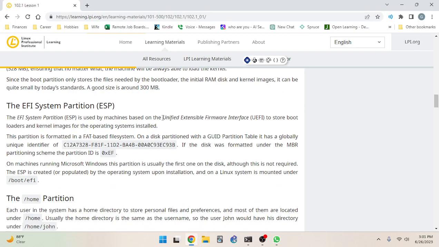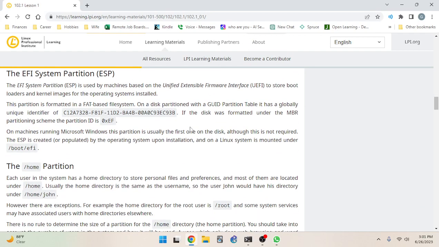Alright, so the next part is the EFI system partition, also known as the ESP, which we know all about based on what we read last time. The EFI system partition, ESP, is used by machines based on the Unified Extensible Firmware Interface, UEFI, to store bootloaders and kernel images for the operating systems installed. This partition is formatted on a FAT-based file system. So the ESP uses the FAT-based file system.